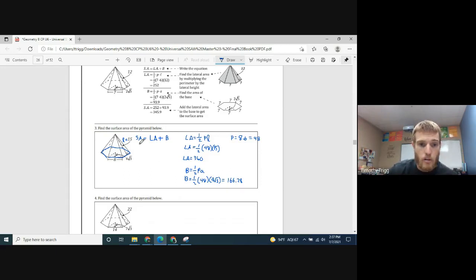Now we can find our surface area, because the surface area is the lateral area, which we found right here, plus the base area, which we found right here. So that gives us our total surface area of 526.28. And that's it.